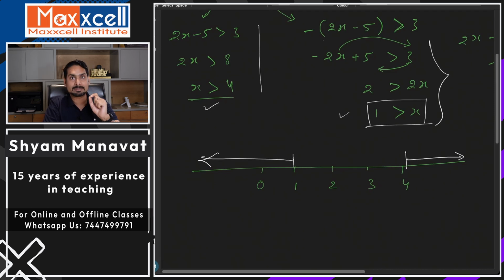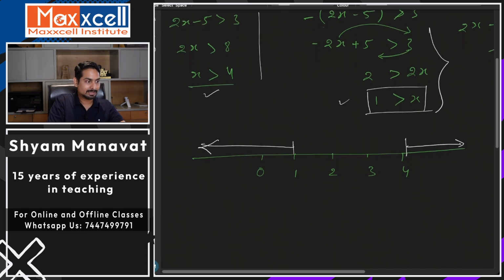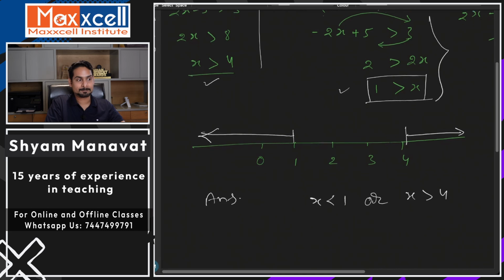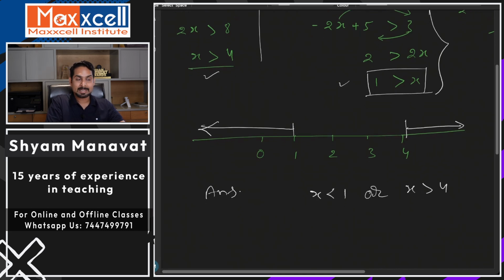So how do you write the answer? Look at this. How do you write the answer? You write the answer as x is less than 1 or x is more than 4. Because we do not have any common solution, that's why we are using or.